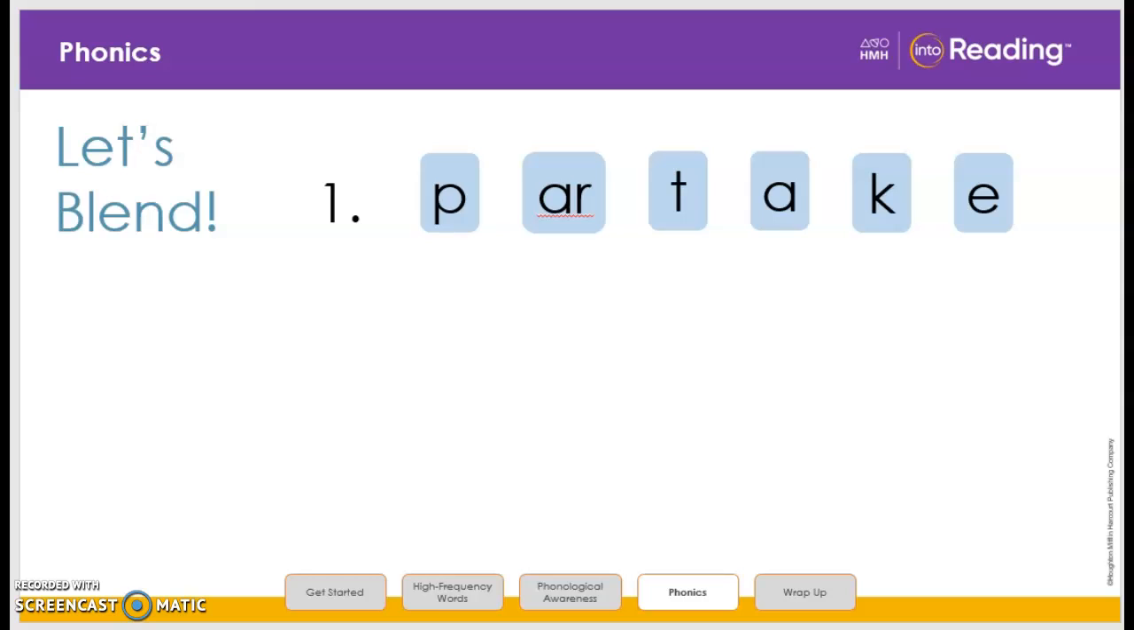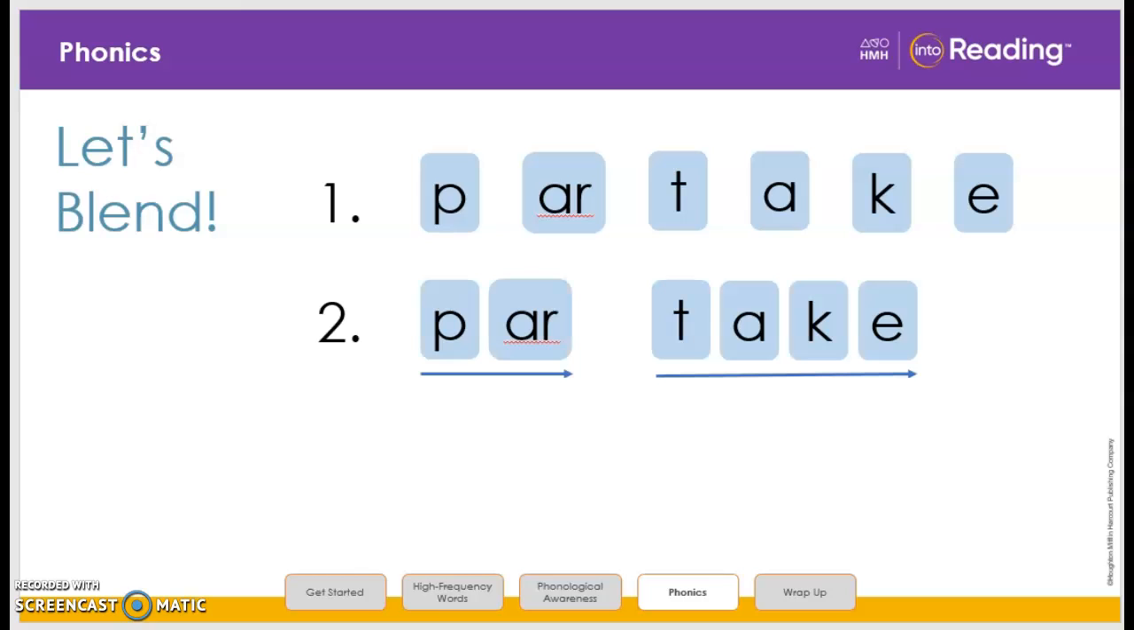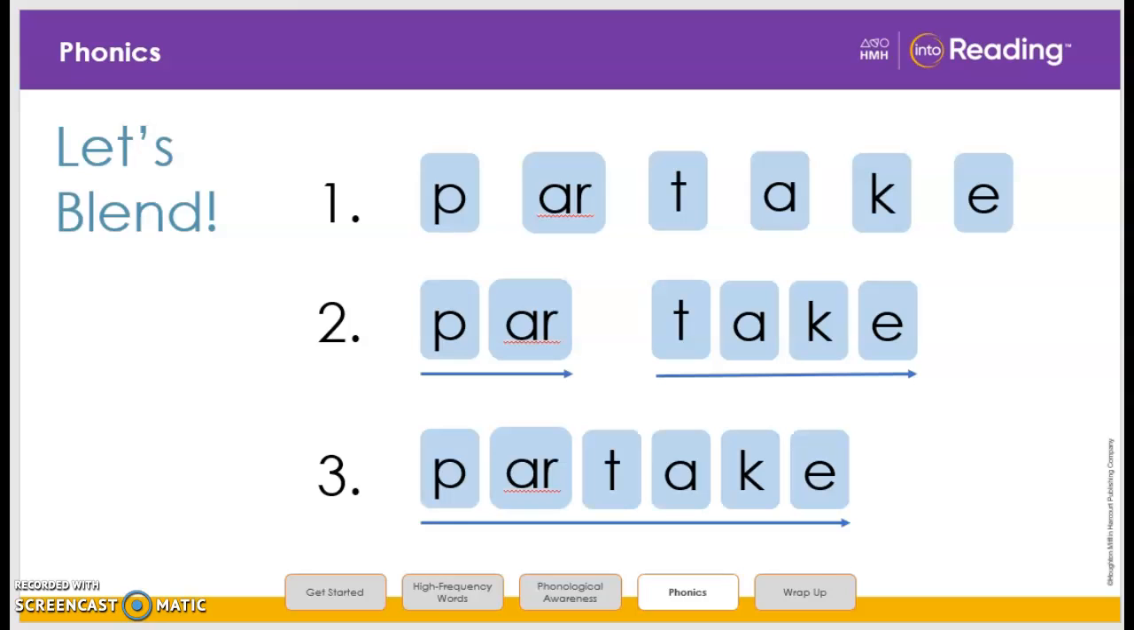Art, a k. Partake. And if you partake in something, it just means that you're participating in something. Partake. So you see how that one had two syllables. Is the R sound in the first syllable or the second syllable? Partake. Correct, it's in the first syllable.